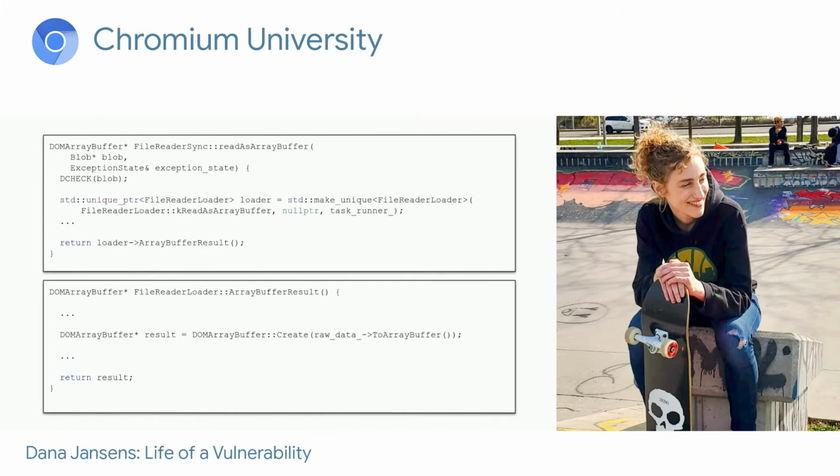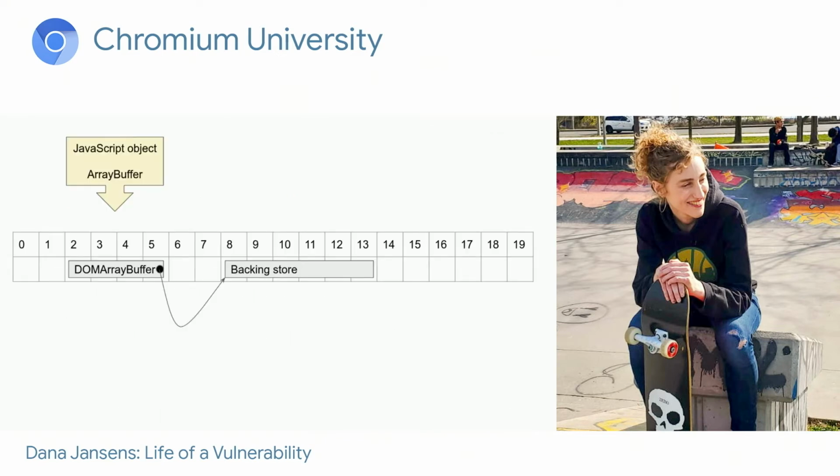All this snippet appears to be doing is creating a DOM array buffer to point to the file reader's data. So let's look at how that went wrong. Here's the layout in memory, in some imaginary computer with 20 bytes of memory. The DOM array buffer object is a C++ peer object that corresponds to the JavaScript array buffer object. Importantly, it doesn't store the actual data buffer. Instead, like a C++ vector, it has a size and a pointer, which refers to another bit of memory allocated by C++, which is called the backing store.